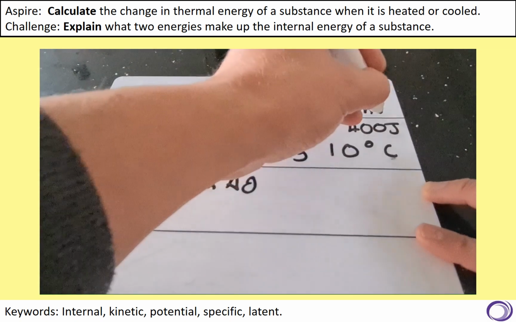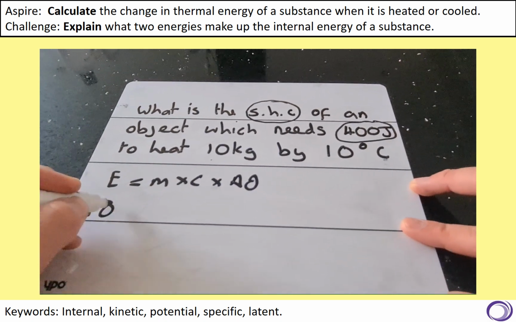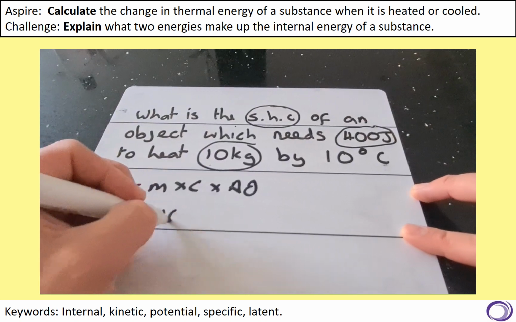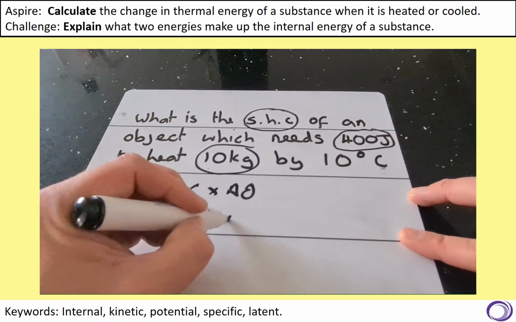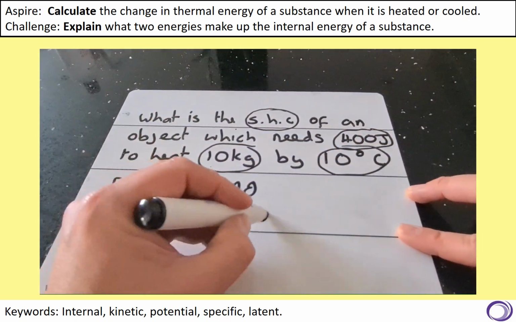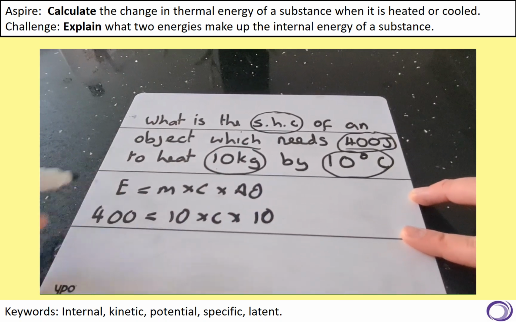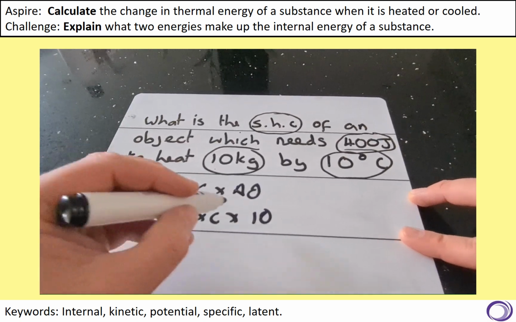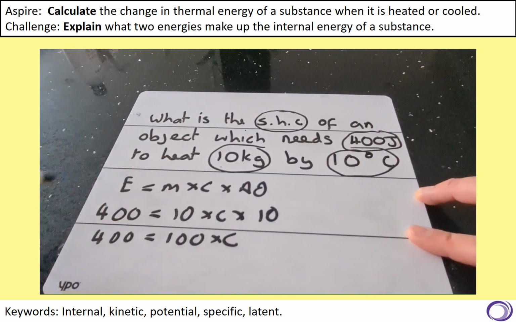Now we have the energy, so let's plug in these numbers because this gives us a mark in the exam. 400, and then I've got my mass, so I can put that in, times 10. I don't know C because that's the specific heat capacity, but it is only by 10 degrees Celsius. So change is already 10 degrees Celsius. Now I would, if I was you, work this out. So 400 equals 10 times 10, which is 100, and that is times C.